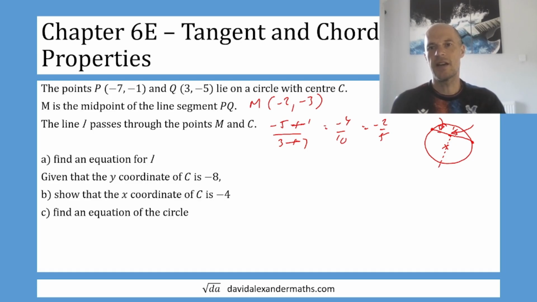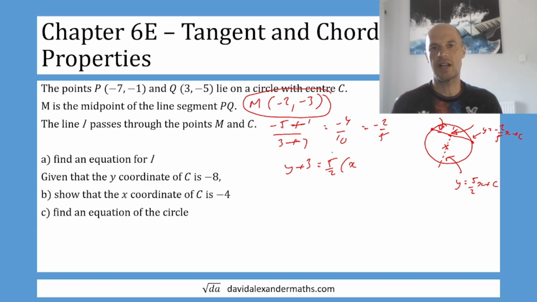So this chord is y equals -2 over 5 x plus c, so therefore the perpendicular bisector will be y equals 5 over 2 x plus c. Now we do know that it goes through M, so therefore I can work out what this c is. So y take away the y value, so y take away -3, y plus 3 equals 5 over 2 lots of x, take away the x value, take away -2, and subtracting -2 is the same as adding 2.